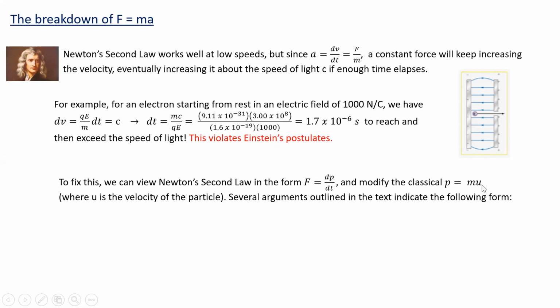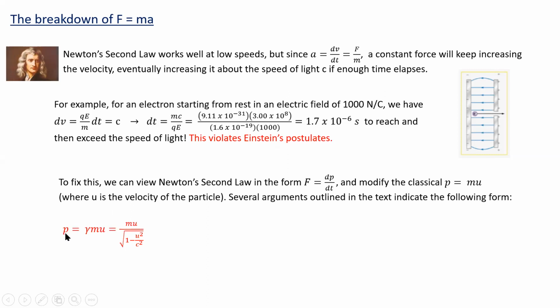Now I'm going to use the book's notation and use u for the velocity of the particle, to distinguish it from v, which we've been using as the relative velocity between reference frames. So when you see u, just think the velocity of the particle. Several arguments outlined in the text, which I won't get into but which you can certainly look at, indicate that the following form for the momentum p will rectify this problem of things going faster than the speed of light.